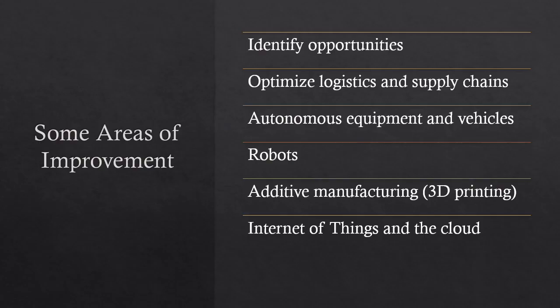So let's see some of the areas where Industry 4.0 had the most improvements over the previous versions. For example, identifying opportunities, optimized logistics and supply chains, autonomous equipment and vehicles, robots, additive manufacturing like 3D printing, and a very important one, Internet of Things and the cloud. So in the following slides, I'm going to give some examples and learn more about each one of them.